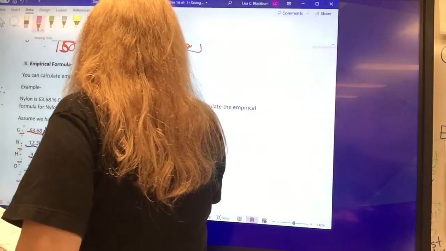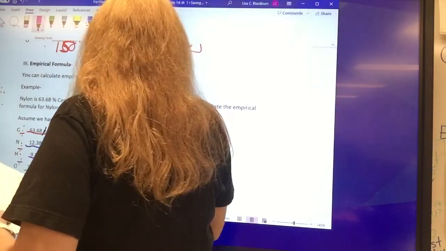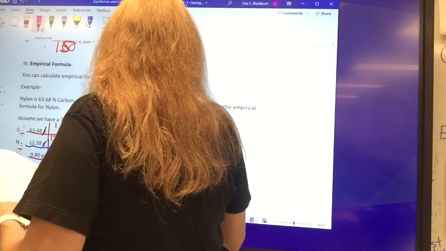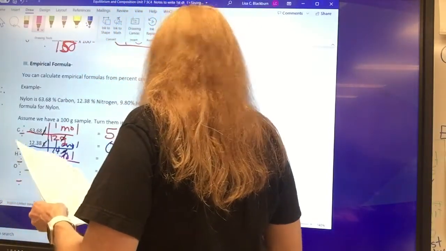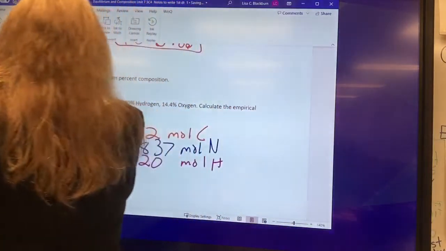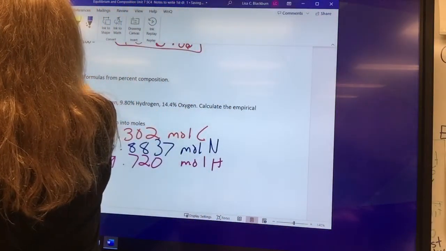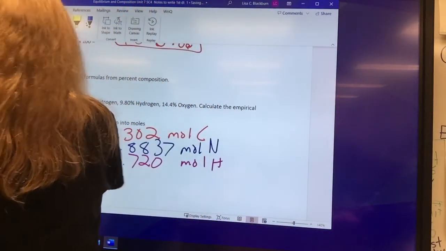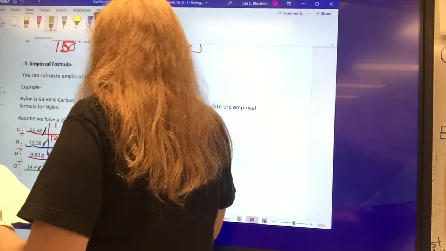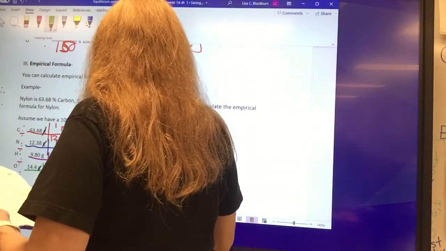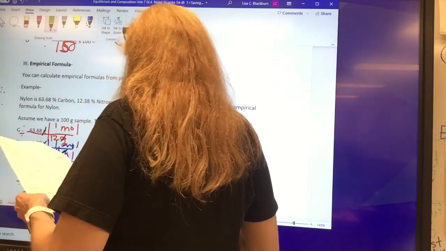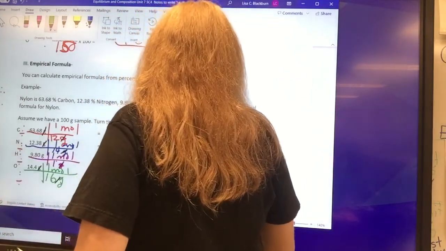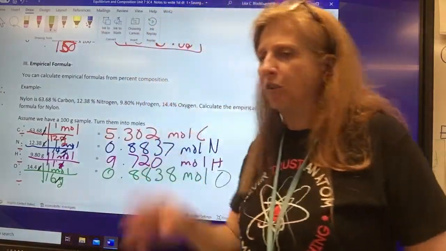So this one is 9.72 moles of hydrogen. And then we have our last one in green, our oxygen, that'll work, green, is 0.8838 mole of oxygen. Okay, any questions so far? How I got that?